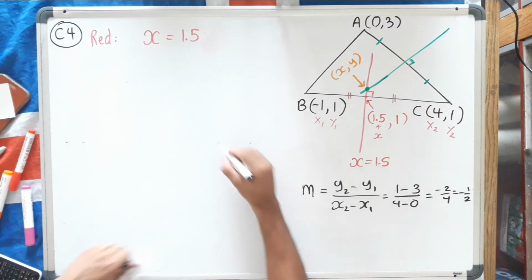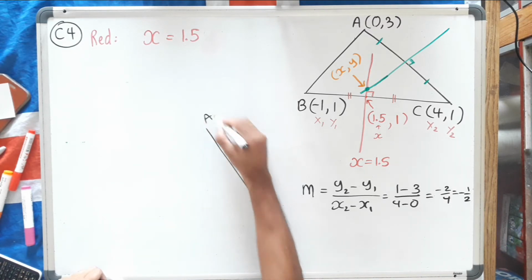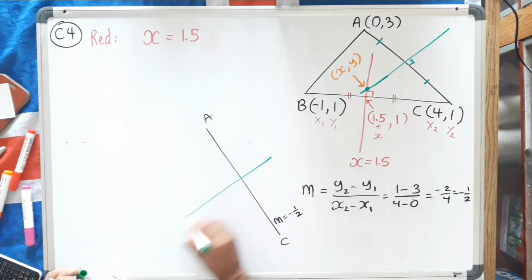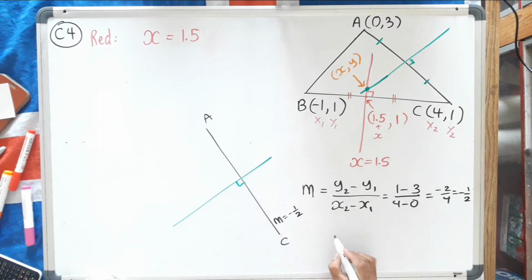Which means that if the gradient of AC is minus a half, that means the gradient of the green line, which is at right angles, we have to flip the minus a half, so we'll get 2 on 1 and change the sign to positive.